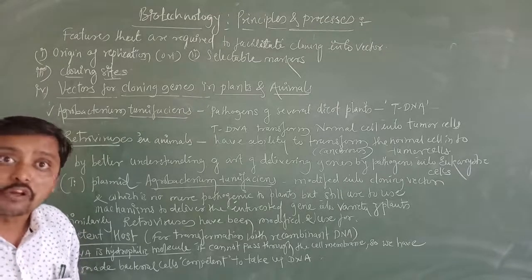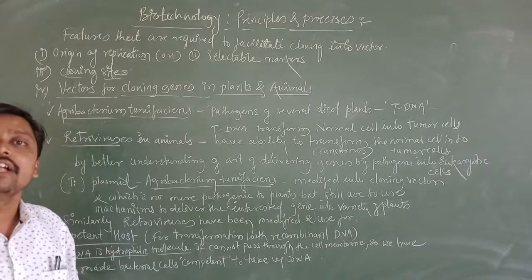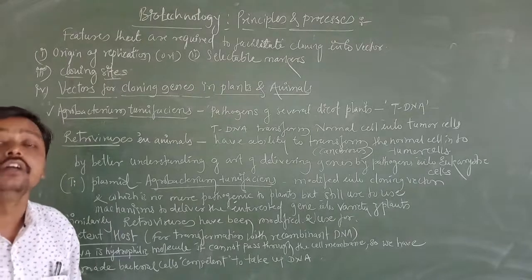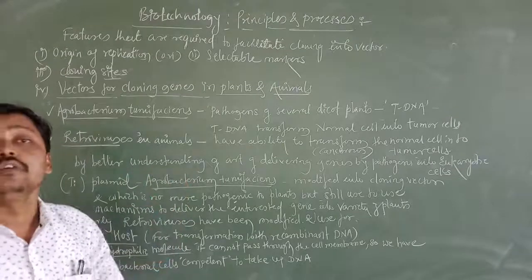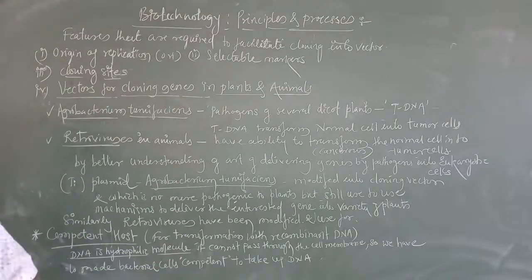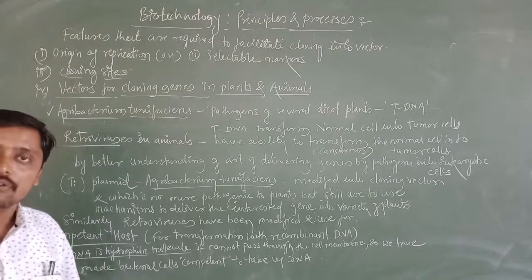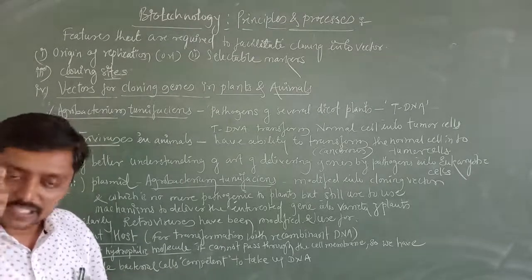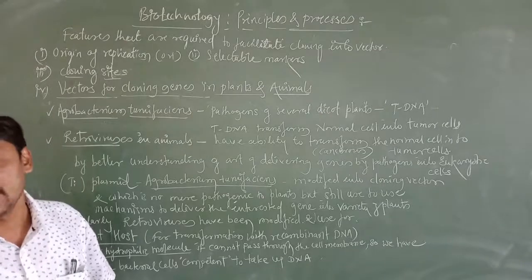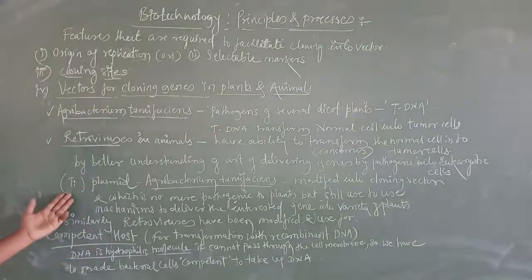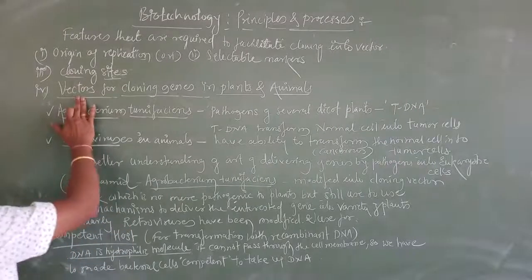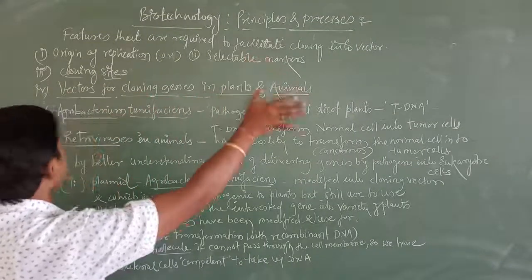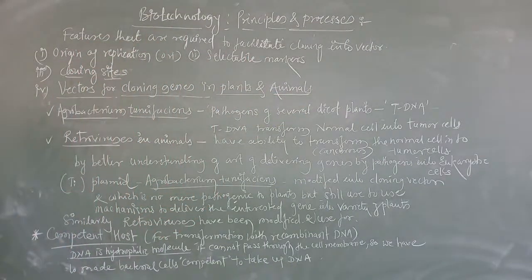But when we modify them, the Ti plasmid or the retroviral vector, we suppress the harmfulness to the particular plants or animals, but we use that plasmid to transfer the gene of interest into plants and animals respectively. The names I wrote are the Ti plasmid and modified retroviruses. Okay, this is about vectors for cloning genes in plants and animals.